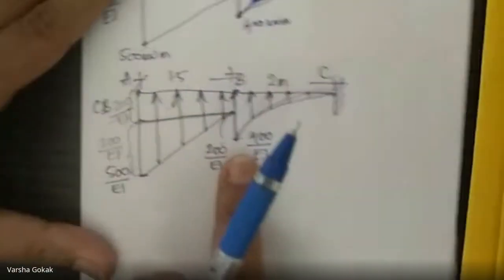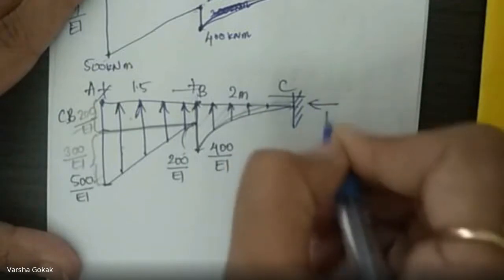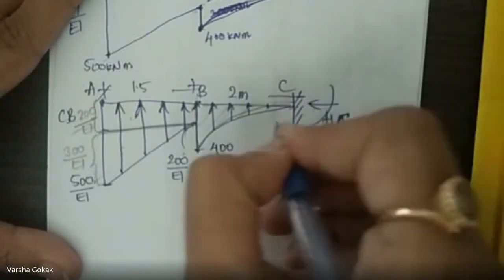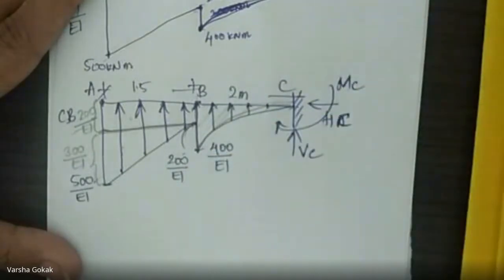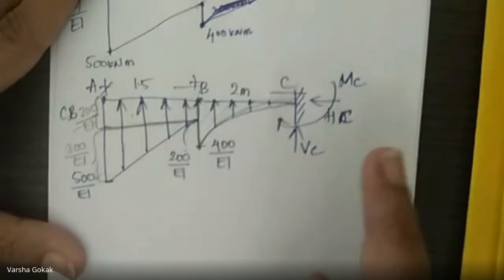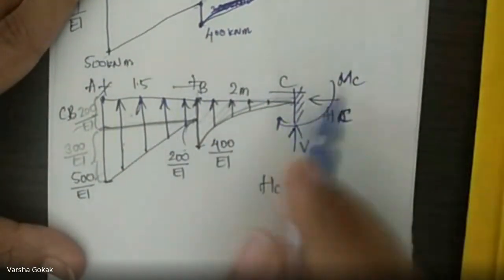Now here in this diagram, because this is your fixed end, I will have three reactions: HC, VC, and moment at C, MC. I have to find these three values, right? Reaction values. How do you find them? HC becomes 0, directly because there is no horizontal.